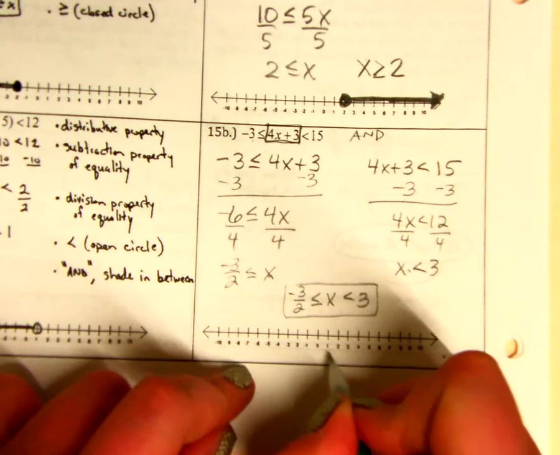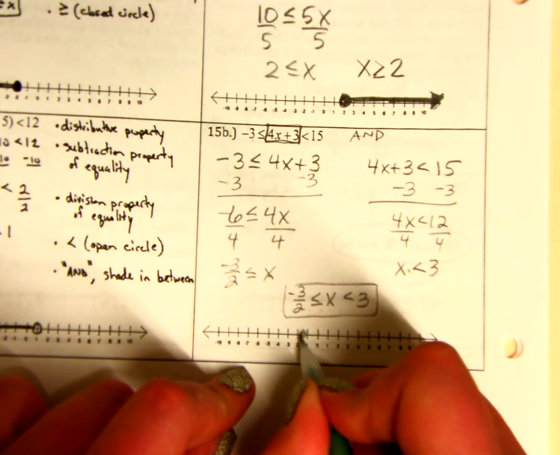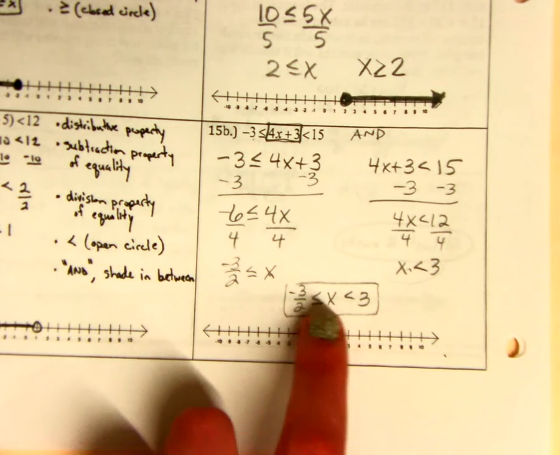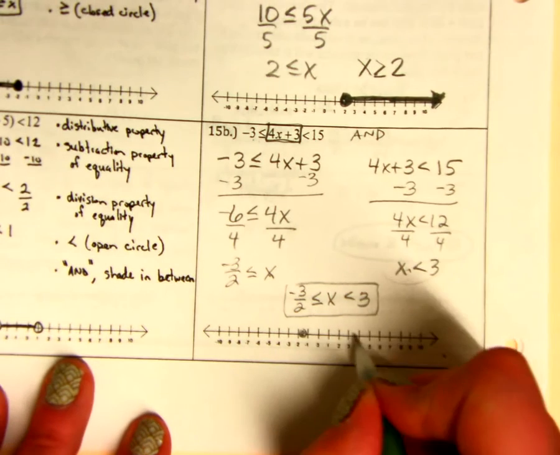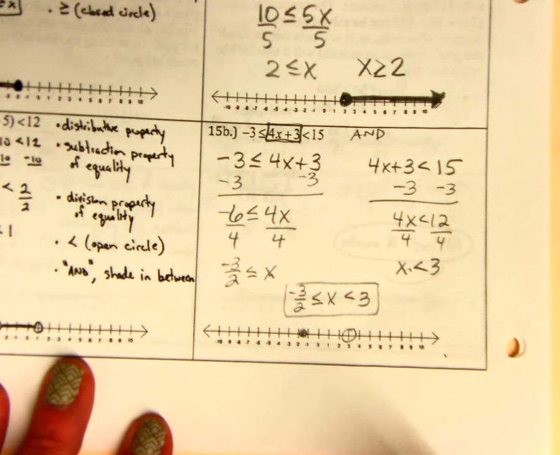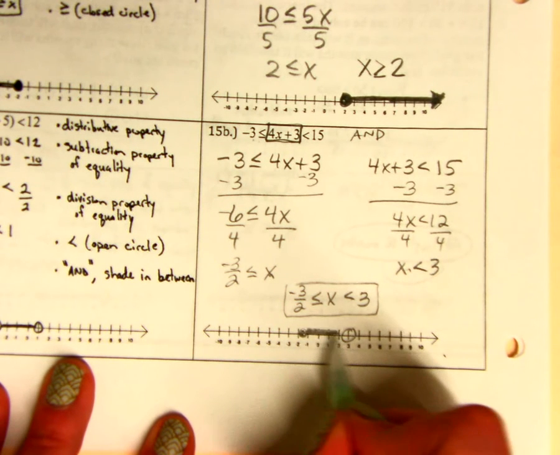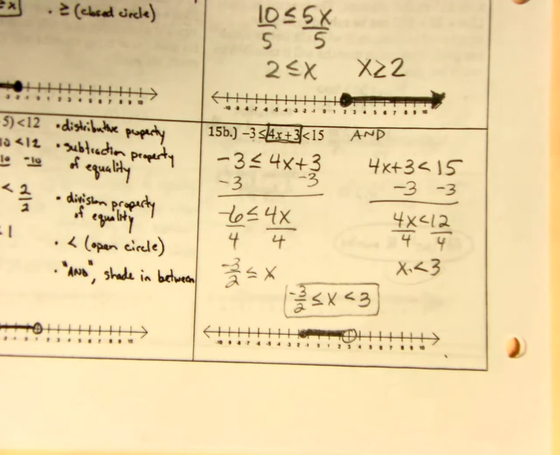Negative 3 over 2 is actually like negative 1.5, so I'm going to put the circle in between negative 1 and negative 2, and I'm going to close it because of my symbol right here. Okay, the 3 is an open circle because the 3 is not included in our answer. Okay, what we need to remember about this is that and inequalities are going to shade in between, like a sandwich. And that is the answer to 15B.